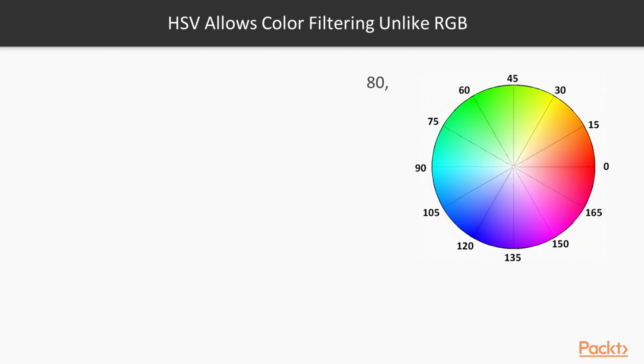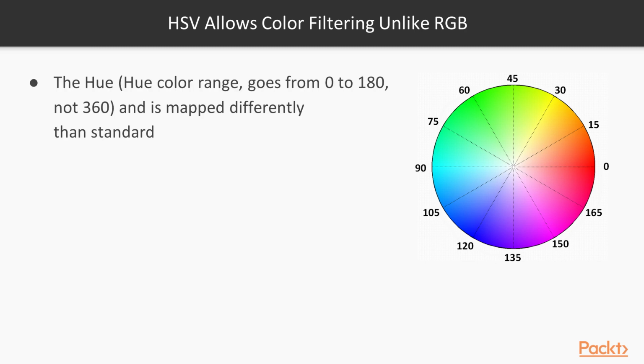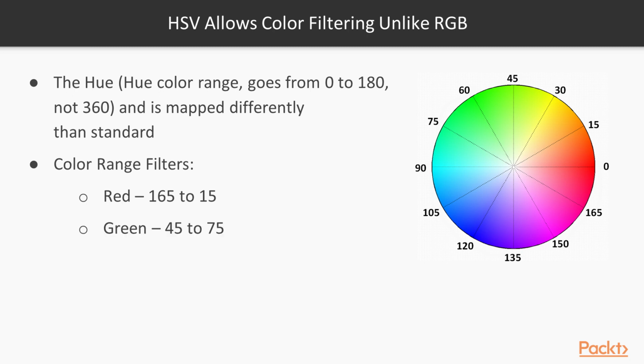So HSV, like I said, allows color filtering, unlike RGB. Now, it's possible to do color filtering on RGB. However, it's very, very difficult, and there's no point because HSV is so much easier. As you can see here, if you ever wanted to filter the red colors, you have a filter on the hue scale from say 15 to 165, just a small range. Green is quite simple as well: it's 45 to 75. Blue is roughly 90 to 120. So as you can see, HSV lends itself perfectly for color filtering.